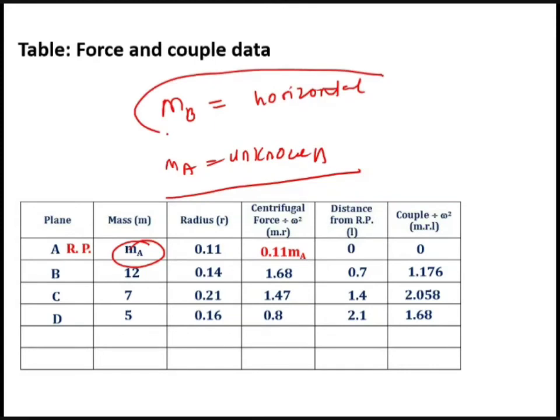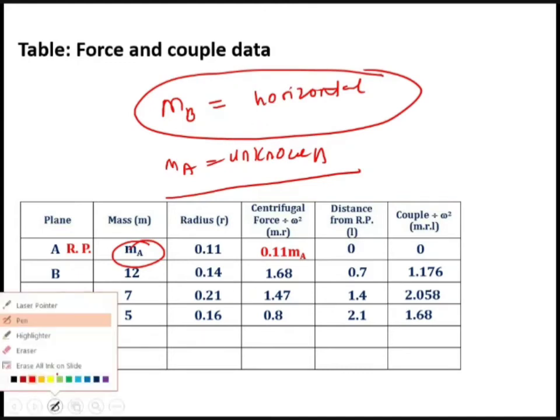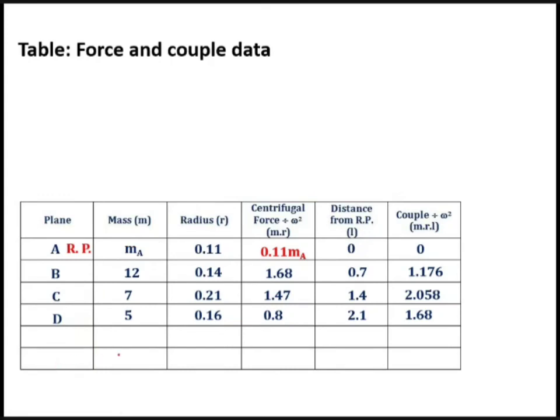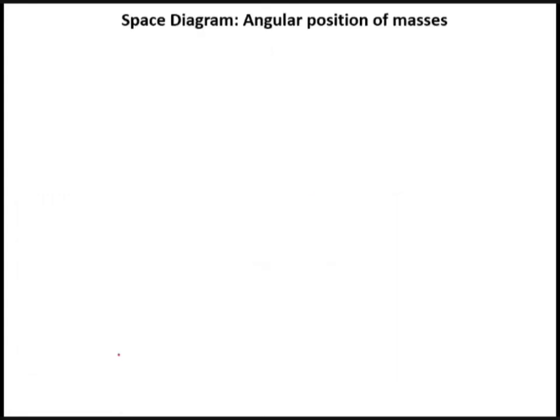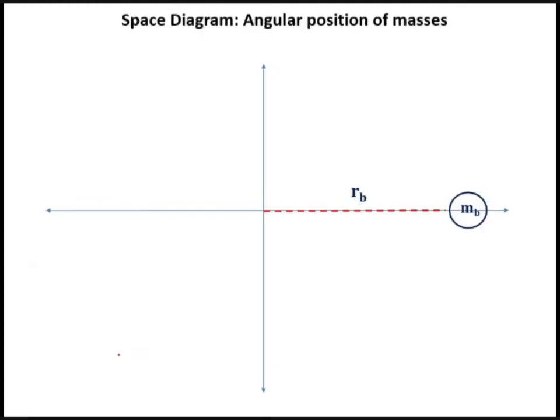This is the important point here. You have to consider mass Mb as horizontal. Is it clear? So that is why in this diagram I have taken this mass Mb on the horizontal axis OX at a distance Rb. Okay? So now I only have this much data, so my space diagram will not get completed. I will complete it afterwards.